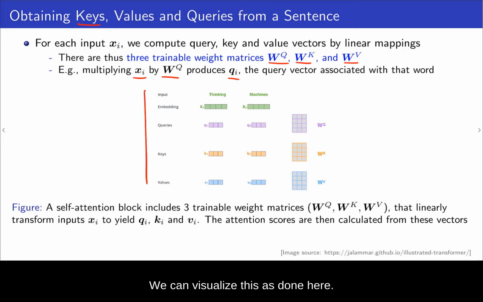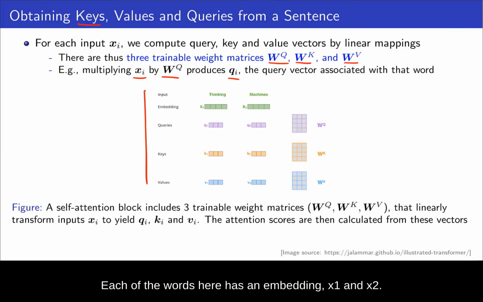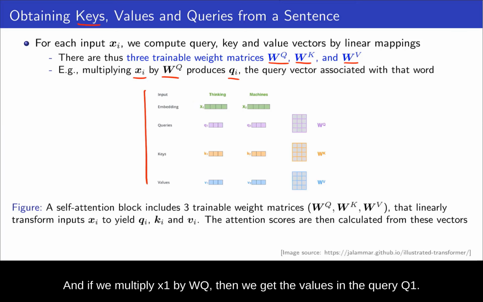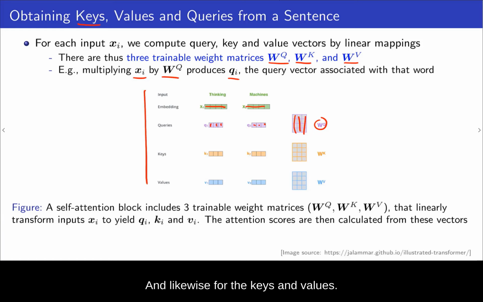We can visualize this as done here. We have a sentence that contains, again, 2 words, thinking machines. Each of the words here has an embedding, x1 and x2. And if we multiply x1 by WQ, then we get the values in the query Q1. And likewise, if we multiply x2 by WQ, we get the query Q2. And likewise for the keys and the values.